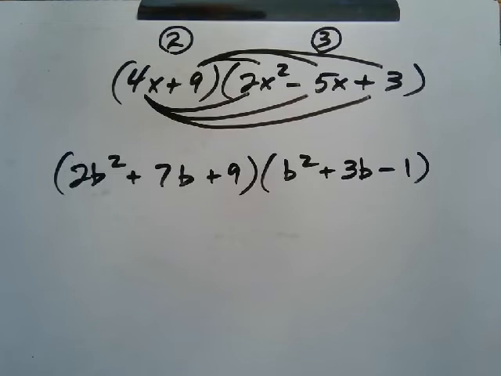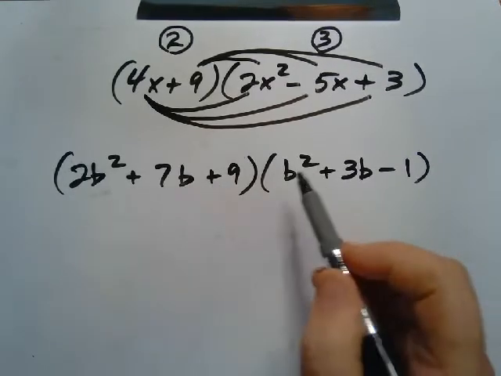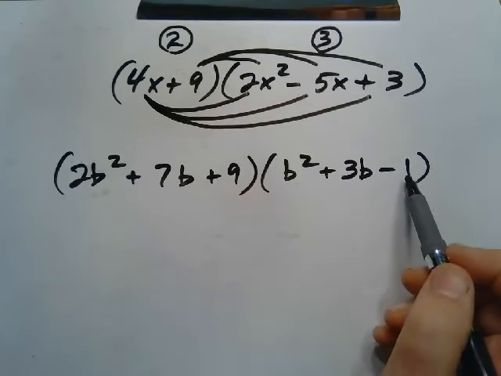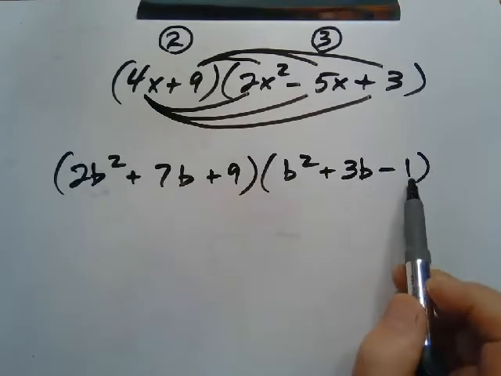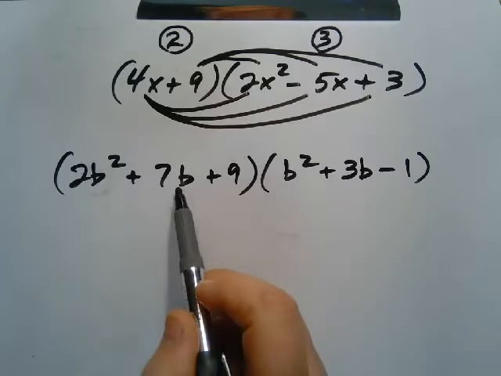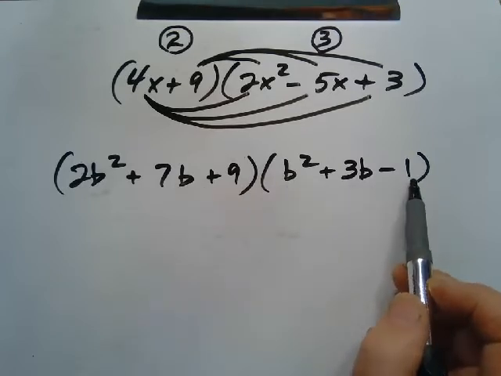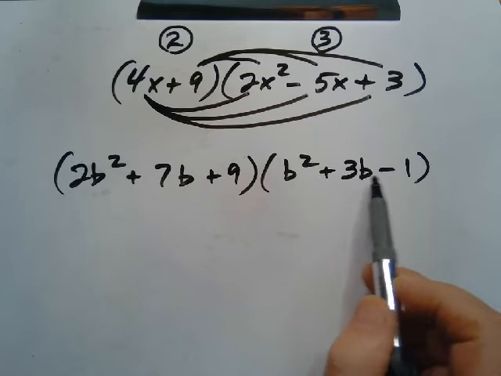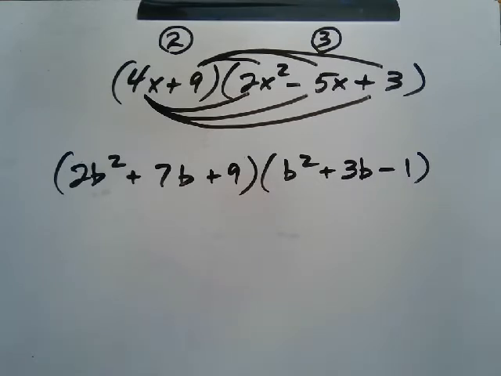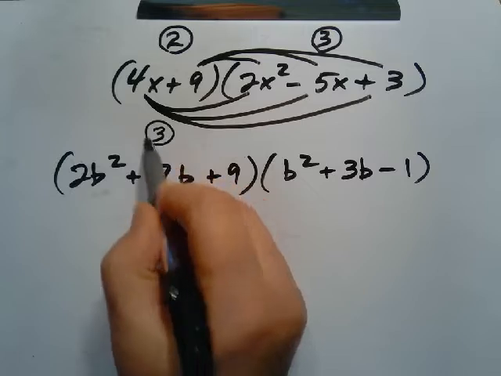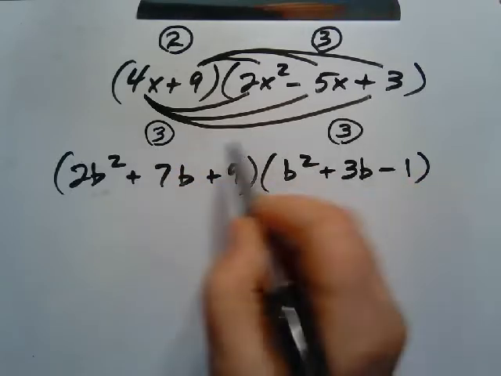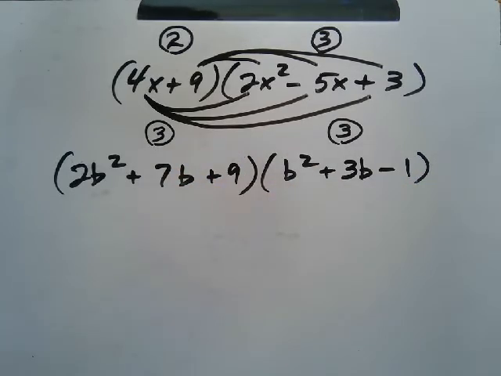All right. Again, we're multiplying together every item in this group times every item in this group. So 2b squared is going to get multiplied times all 3 of these. 7b is going to get multiplied times all 3 of these. And 9 is going to get multiplied times all 3 of these. I can quickly figure out how many terms I'm going to get by noting that there's 3 here, and there's 3 here. 3 times 3 is 9. I should get 9 terms when I multiply these together.